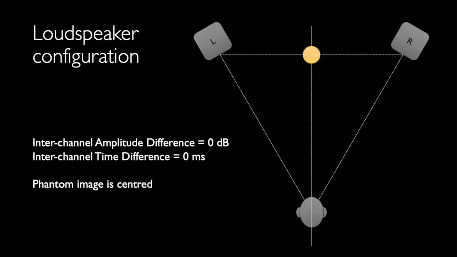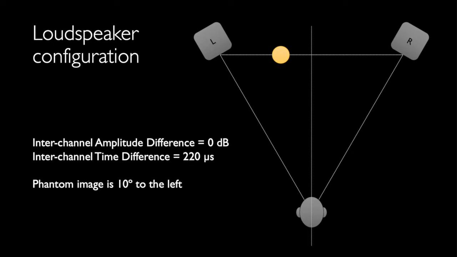Stereo phantom center. The interchannel amplitude difference is 0 decibels, and the interchannel time difference is 0 milliseconds. The image should appear to be positioned in the center of the 2 loudspeakers, directly in front of you.